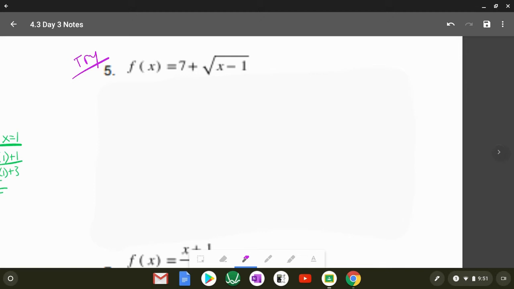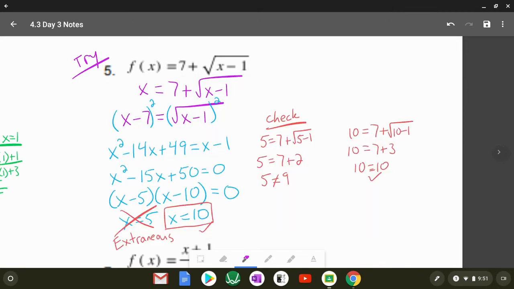All right, so looking at number 5, if we check out this work here, again, as always, looking for a fixed point, your input is going to match your output. In this case, though, we need to move the 7 over first, and then again, let's highlight this in red, we squared both sides to undo that radical. So because we did that, we know we have to check for extraneous solutions at the end.